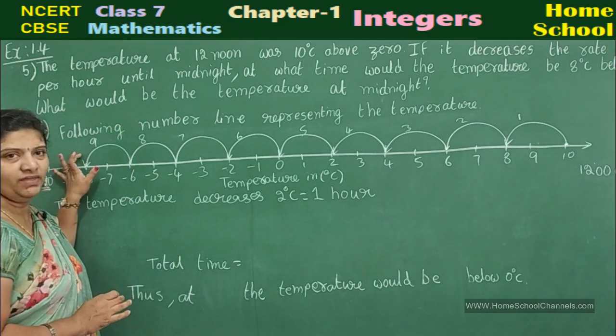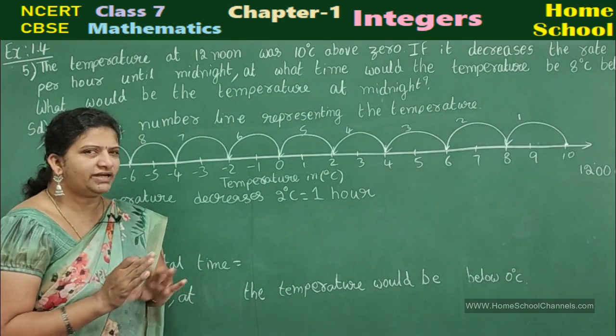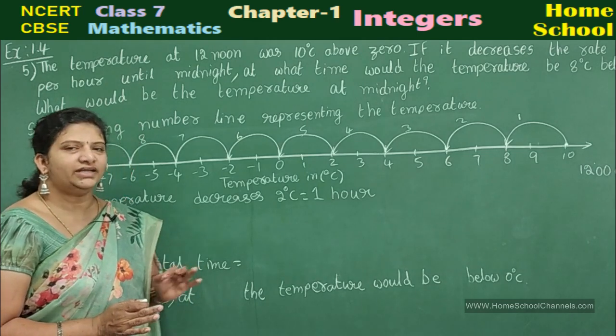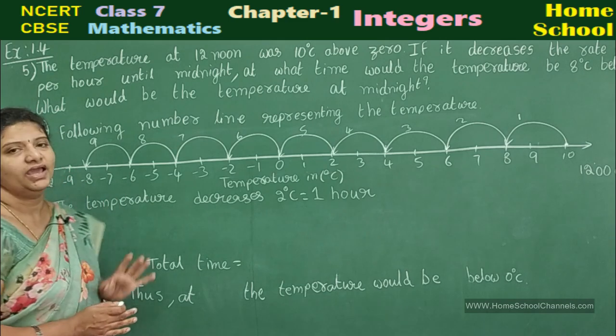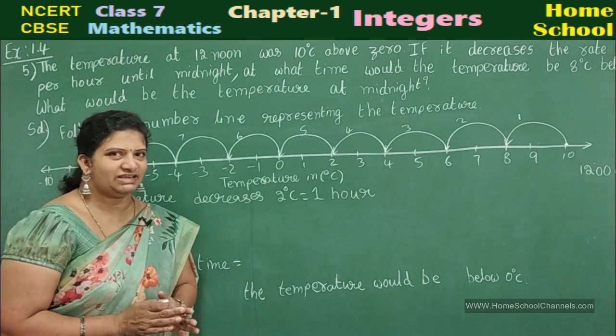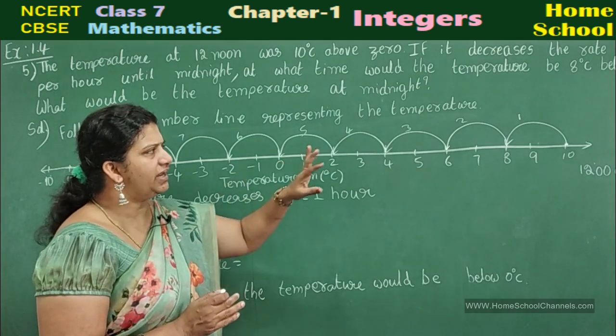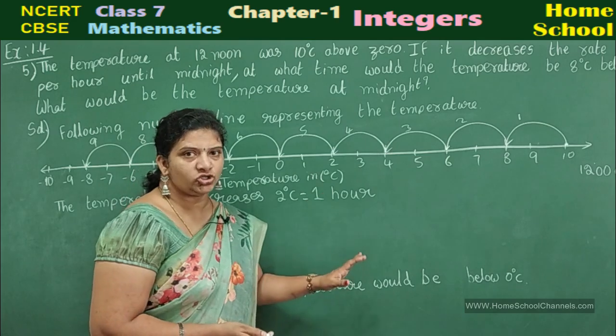So at what time is the temperature 8 degrees Celsius below zero, that is -8? So what is the time? It's not actually midnight. They have given us midnight, but it is not actually midnight. At 9 o'clock at night, the temperature will be 8 degrees Celsius below zero. Is this clear? By seeing the number line itself, we can understand.